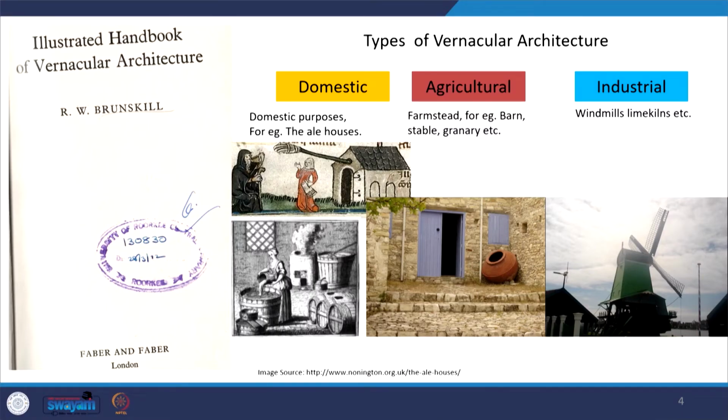Relating it to the context of vernacular architecture, there is Brunskell's Illustrated Handbook of Vernacular Architecture, where he classifies the types of vernacular architecture into domestic, agricultural and industrial. Domestic covers things like ale houses, which serve the community. Agricultural covers barns, stables and granaries. And industrial covers lime kilns and windmills, which are the producing part of it.